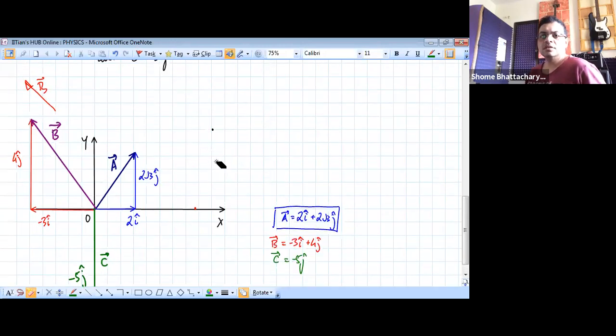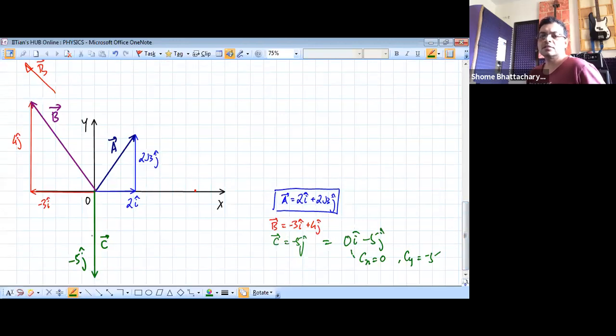Yes. Hitanshul, can you tell me what is your doubt now? Yeah, in vector C, see what is happening. There is no x component. So you can interpret this as 0 i cap minus 5 j cap. The x component of the vector C is 0 and the y component is minus 5. That is why the vector is lying purely along the negative y-axis.